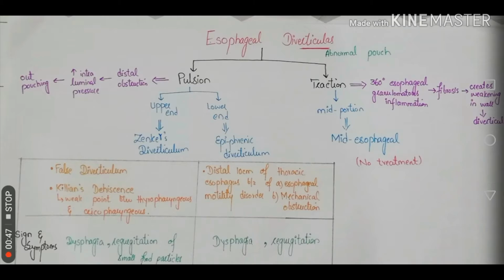Now both these types occur at specific locations. The Pulsion type occurs at the two ends, the upper end and the lower end, but the traction type only occurs in the middle portion, named as mid-esophageal diverticula, and it does not require any treatment.